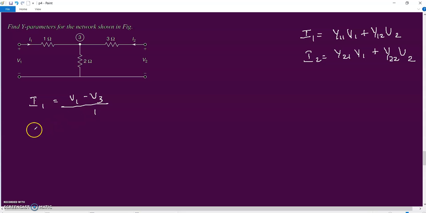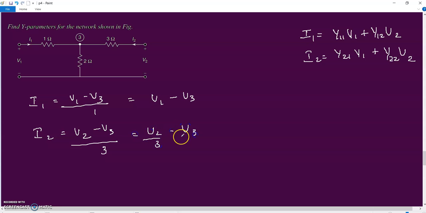And what is I2? I2 is equal to (V2 minus V3) by 3. So we have to consider this direction. If it is flowing in this direction, we have to take V1 first. That is (V1 minus V3) by 1. And here we have I2 is equal to (V2 minus V3) by 3. So we can write I1 is equal to V1 minus V3, and I2 is equal to V2 by 3 minus V3 by 3.